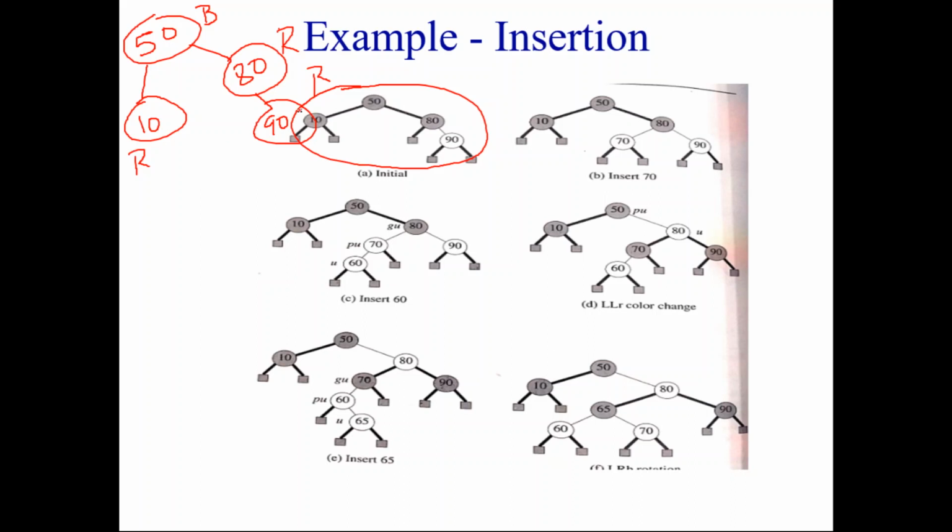Which one should be recolored? Should the leaf node be recolored? No. This will remain 90, we won't recolor the leaf node. So this 80, the parent, will become black, and the parent's sibling also will become black. And the grandparent, if it is not a root node, you have to make it red. But currently the grandparent is the root node, so leave it. So after inserting 90, these colors will change like this.